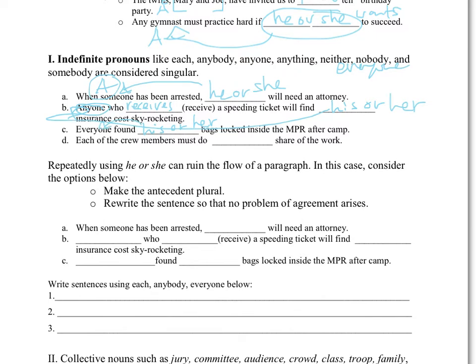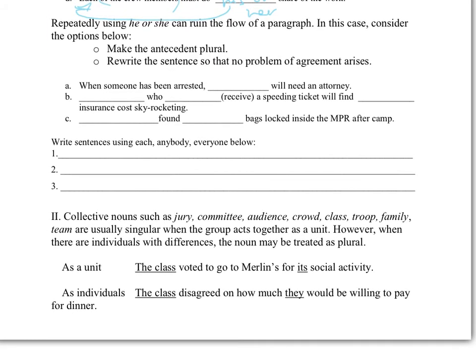Each of the crew members, don't get fooled by this phrase, each must do his or her share of the work. Again, that pronoun is referring to the antecedent, which is singular. Now, as you have heard, repeating he or she can ruin the flow of a paragraph. In this case, consider the options below. Either you can make the antecedent plural, or you can rewrite the sentence so that no problem of agreement arises.